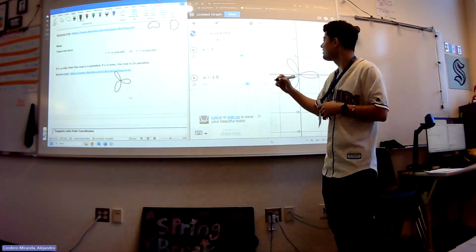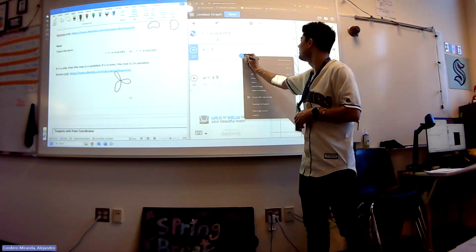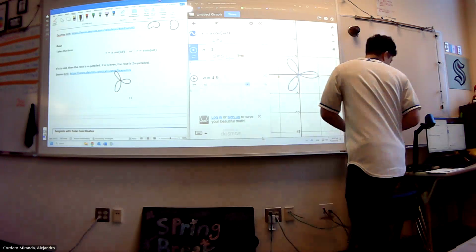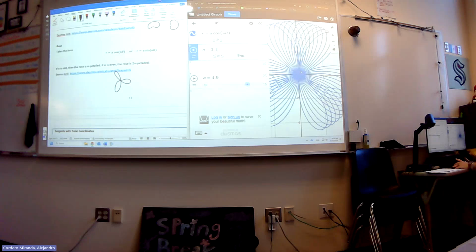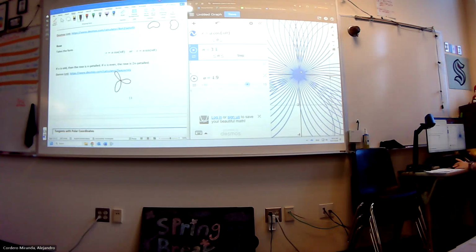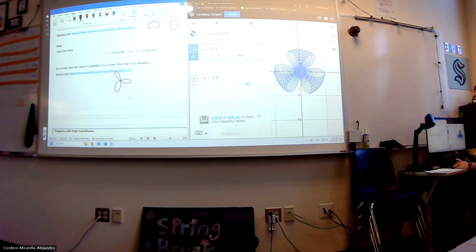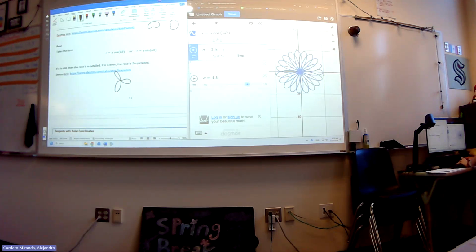But here's 3 and then 3.1. 3.1 makes it crazy. That's so cool. That is a clover. I don't know how many petals there are. That's something good for you guys to think about, or I'll think about it later. I actually don't know.